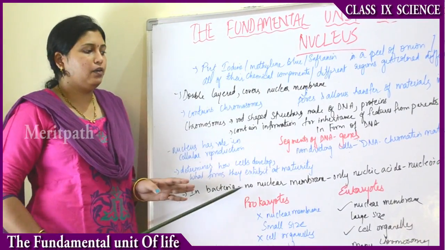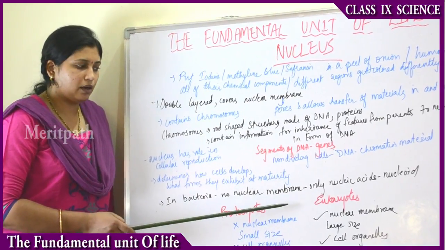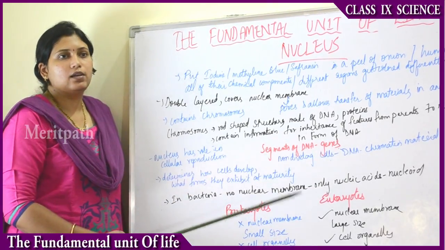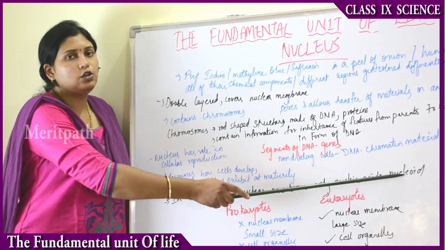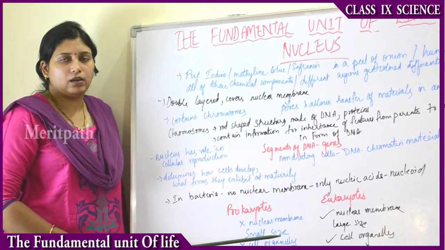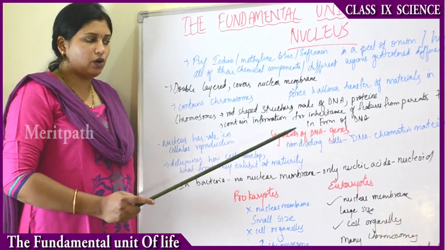In bacteria, there is no nuclear membrane. In other plant cells there is a nuclear membrane, but in bacteria there is none. Only nucleic acid is there. This nucleic acid is called the nucleoid.